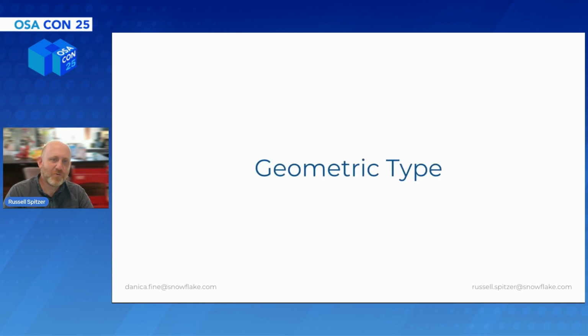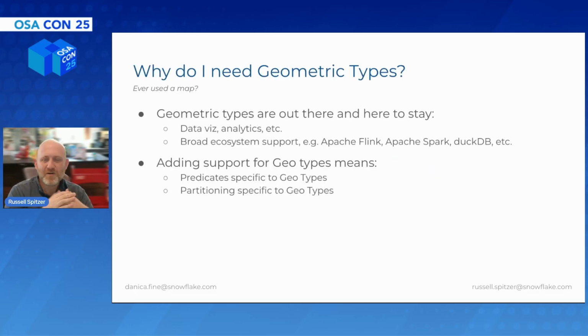The next cool type that's being added to the Apache Iceberg table format in V3 is geometric types. This is another commonly requested type, but if you haven't used it before, the reason that we want it is that there are many, many systems already that support geometric data, and we want to be able to store them in Iceberg just as well as everything else.